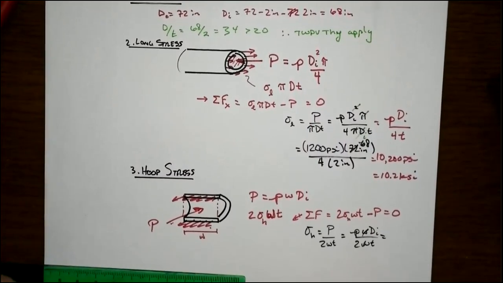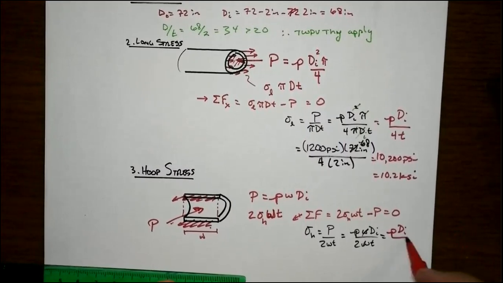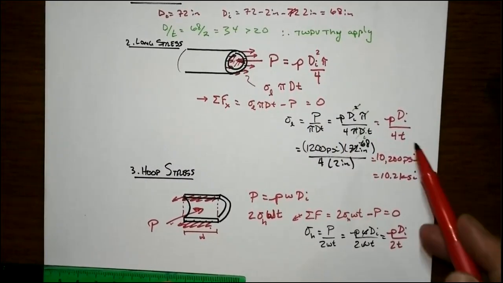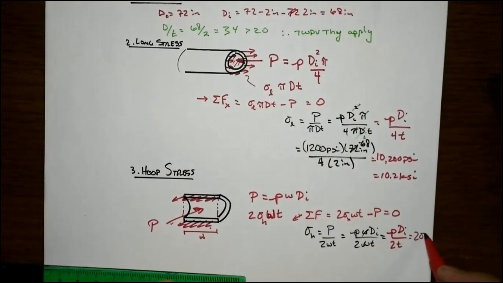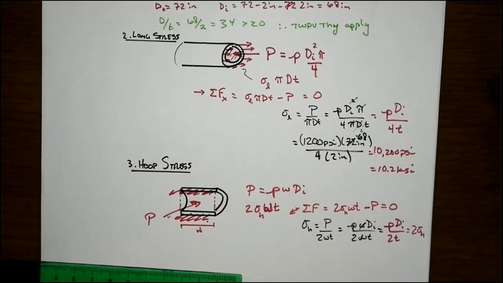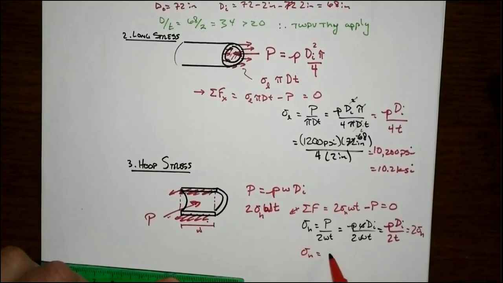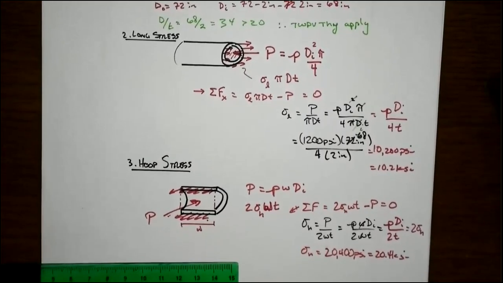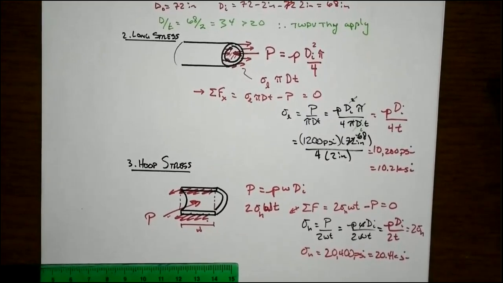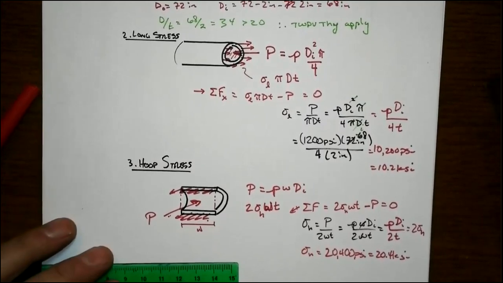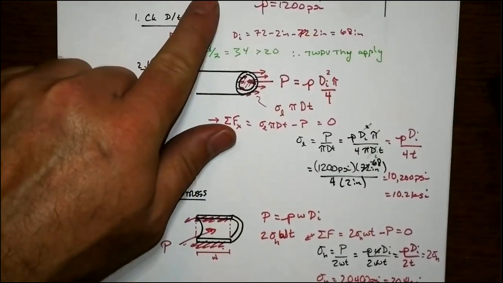W's cancel out, and your model for the hoop stress is that it's the internal pressure times that internal diameter over 2t. That's twice as big as the longitudinal stress, right? And so then our hoop stress here would equal 20,400 psi or 20.4 ksi. Now look at that multiplier. 1.2 ksi of pressure generates 20.4 ksi of internal stress, right? So we're not done yet, right, because we were asked to find the factor of safety with respect to our yielding.